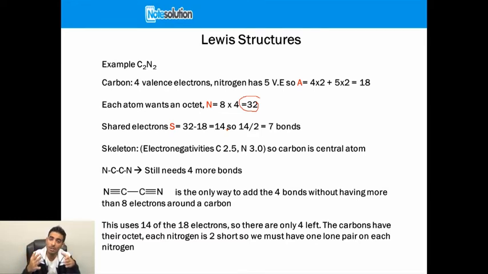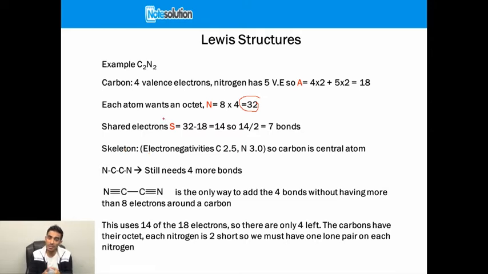So we know that each bond is represented by 2 electrons. Therefore, we can divide the number S, which is 14, by 2 in order to get the number of bonds. And in this case, we get 7 bonds. Now, at this point, we can actually draw the skeleton structure.